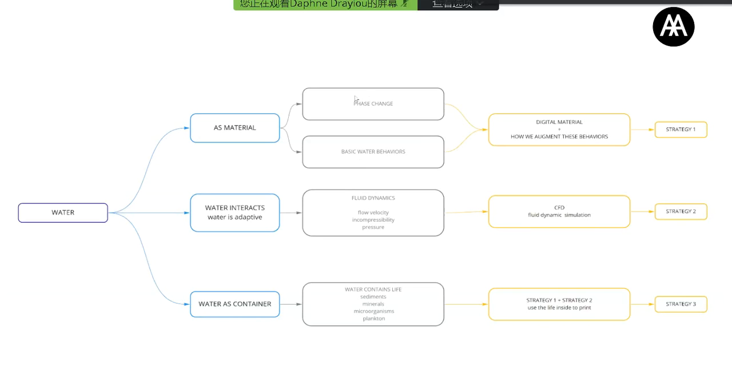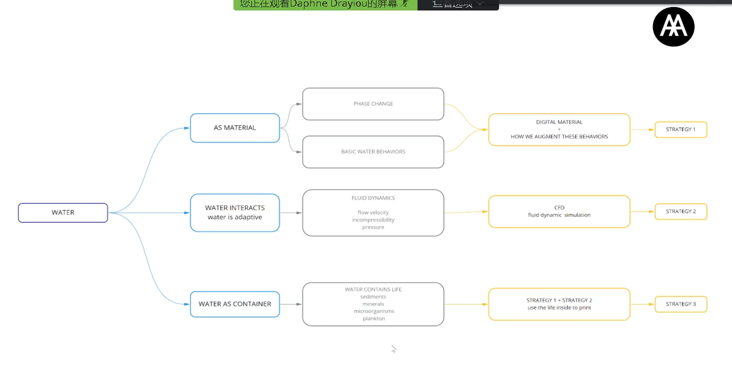So we tried to enter this first phase, this first strategy, and this could have as a goal to create a digital material and to ask how we could augment these behaviors. I don't know if this is right. We could discuss that. And a second strategy could be how water interacts and how water is adaptive. So this could go to a strategy of fluid dynamics and fluid dynamic simulation.